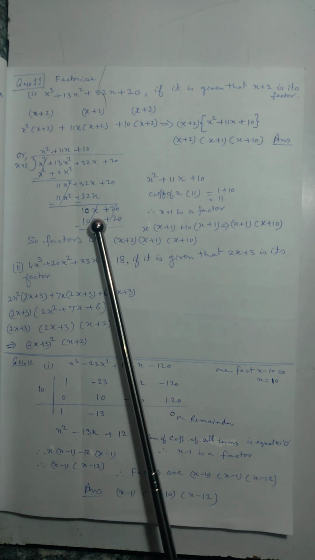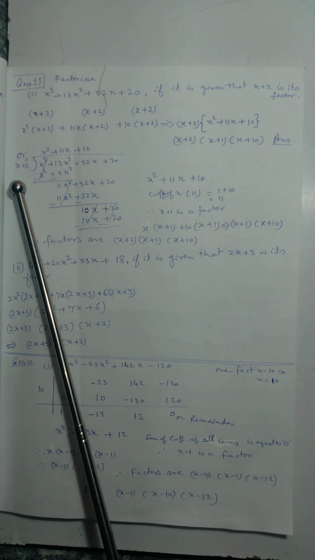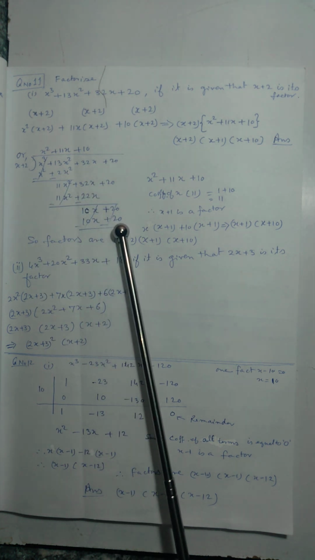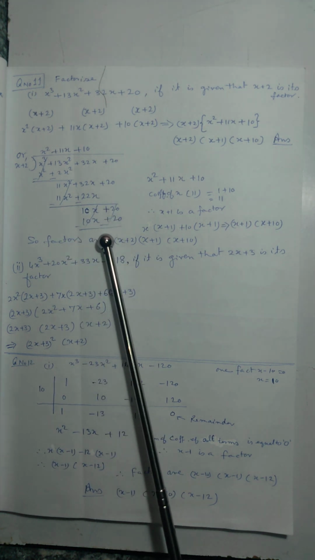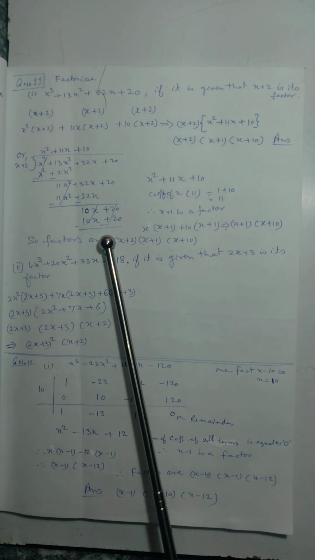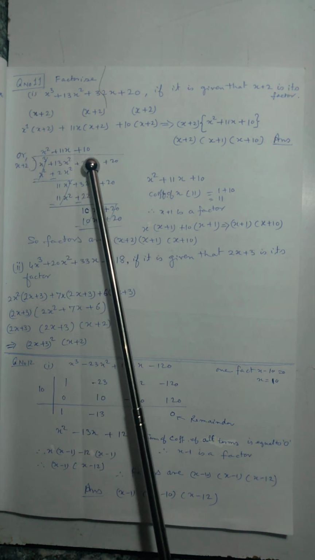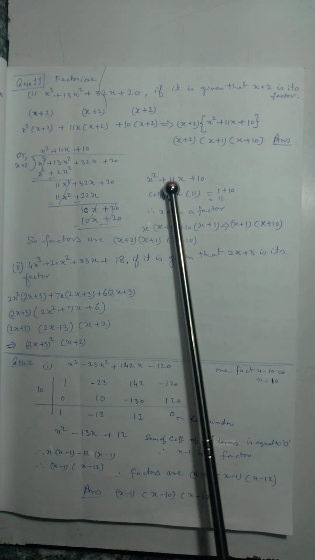Now in order to get 10x, you just put 10 in the quotient and multiply it to the divisor. You will get 10x plus 20. So change the sign. Your remainder will be 0. So now you have got the same quadratic equation, that is the quotient, and you have to factorize it.